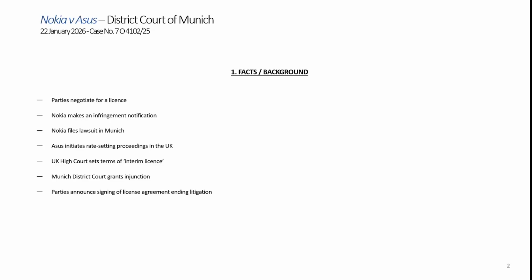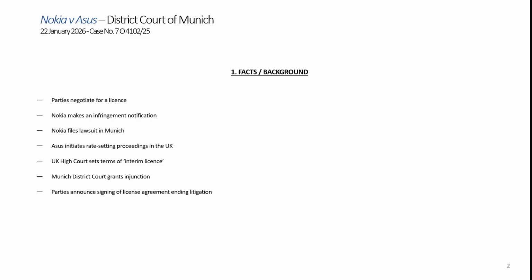And then at some point, Nokia made an infringement notification, again, notifying Asus that there is a need now to take a license, that there is infringement of a specific patent. And shortly after that, Nokia also filed the present lawsuit before the Munich District Court. Asus responded, in a sense, by initiating proceedings before the UK High Court. And these were proceedings which concerned rate setting, so the determination of the terms for a license to Nokia's portfolio.